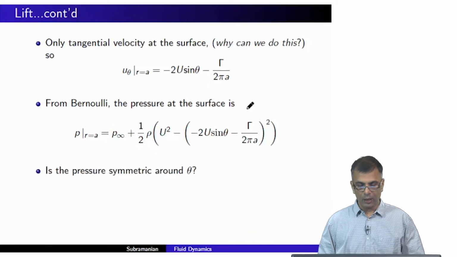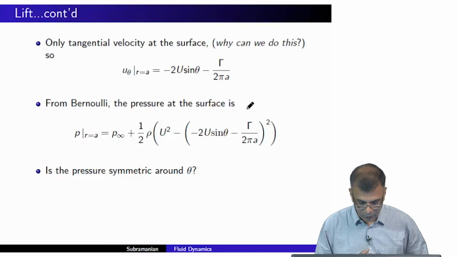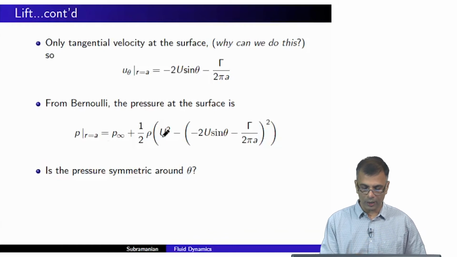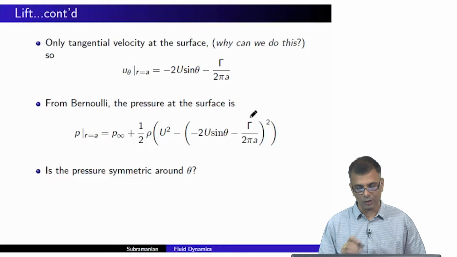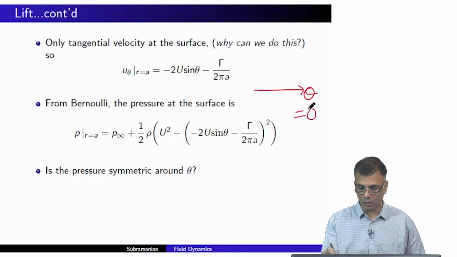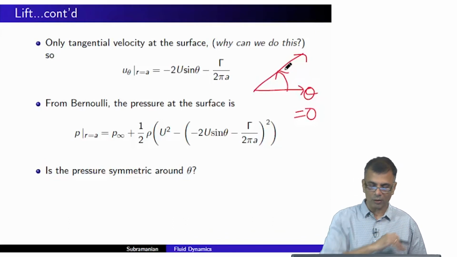So the first thing to notice from this expression is near the surface of the ball, this is just a constant, right? As is this, U is just a constant, and this is also just a constant. A is the radius of the ball. So all of these are constants. Now, how does the pressure behave with theta, right? So the way theta works is this is theta equals 0, and theta increases like that, right? So theta increases in the counterclockwise direction.